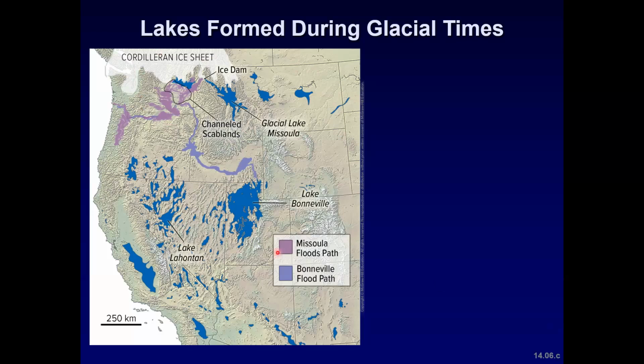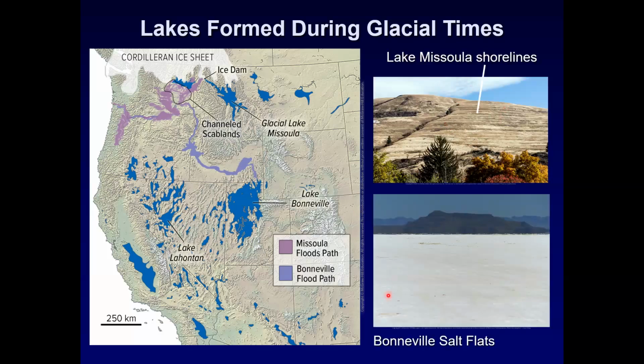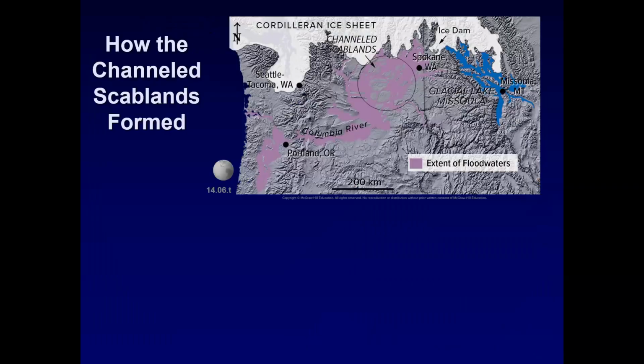So Lake Lahontan, that's a large ancestral lake that filled the low basins of western Nevada. It was up to 240 meters deep about 13,000 years ago. And then Lake Bonneville. The Great Salt Lake is a remnant of Lake Bonneville. It was an ice age lake in northern Utah. So we have these Lake Missoula shorelines that we can still see now, and then the Bonneville Salt Flats. I'll go through this quickly.